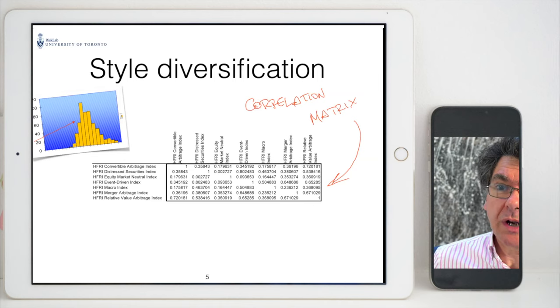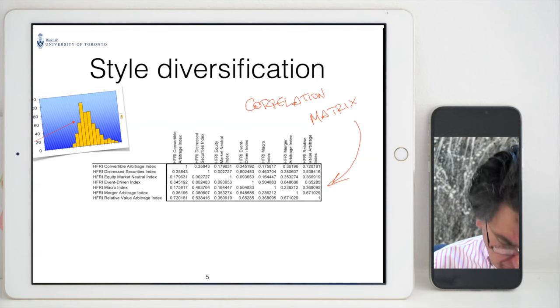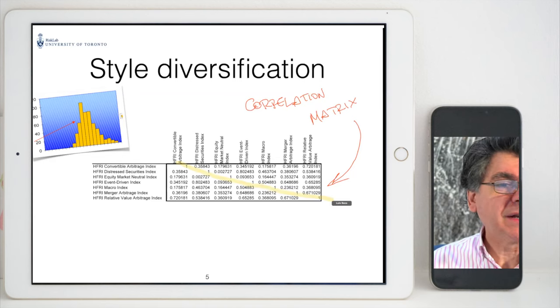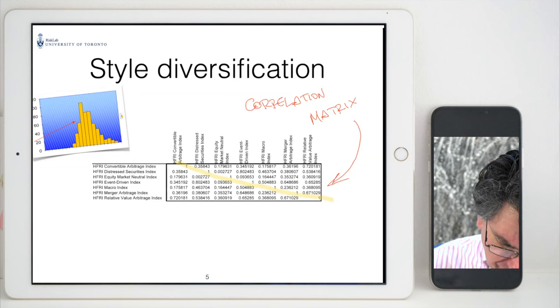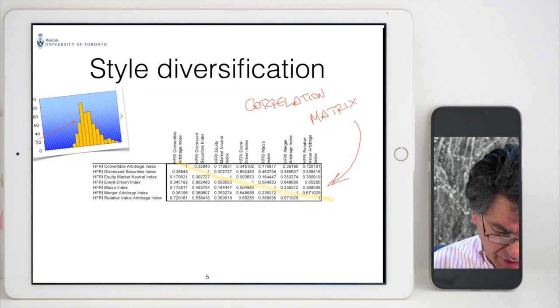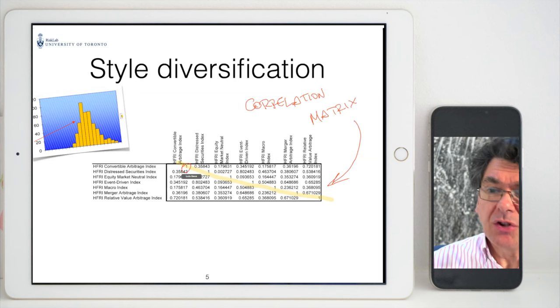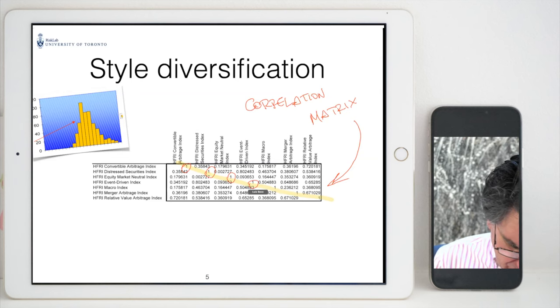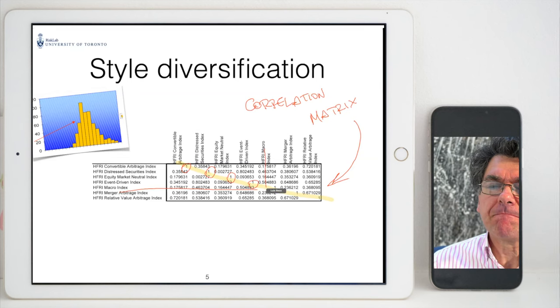What do we see when we look at here? Let's analyze this correlation matrix. What we see, first of all, is that we have ones in the diagonal. Why is that? Because all correlation matrices have one in the diagonal. When you measure the correlation of an index against itself, you get a one. These are the diagonals. This is when you measure one index against the same index. That's one. Okay?